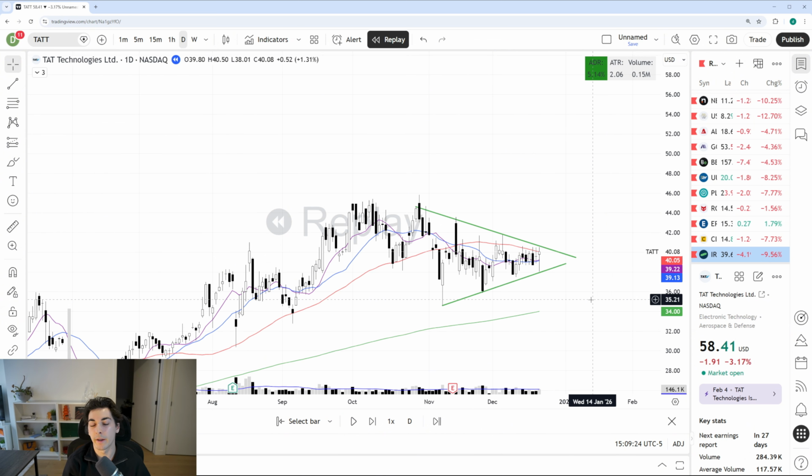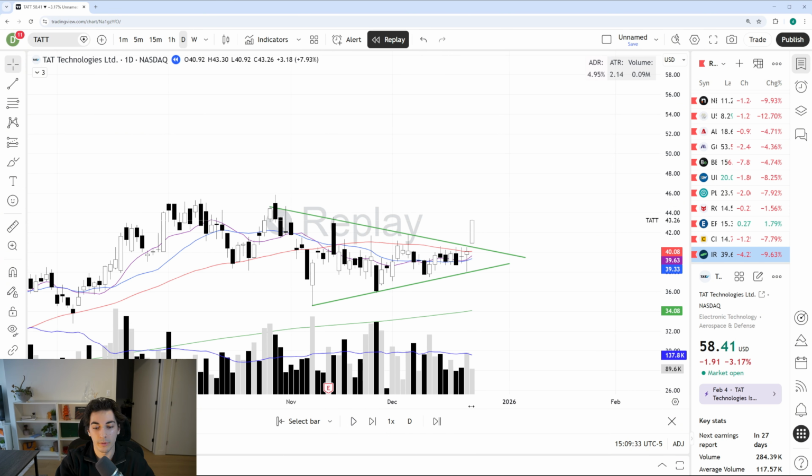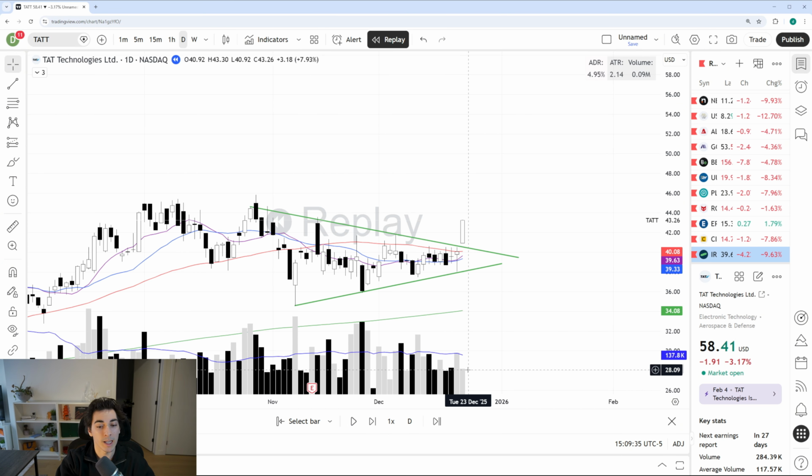All right, so as you can see right here, it's a pretty good looking setup. It's above the 200 moving average, pretty good higher lows, pretty good lower highs. But if you're looking at the breakout day right here, the volume, if you zoom in, the volume in the breakout day is actually under average.